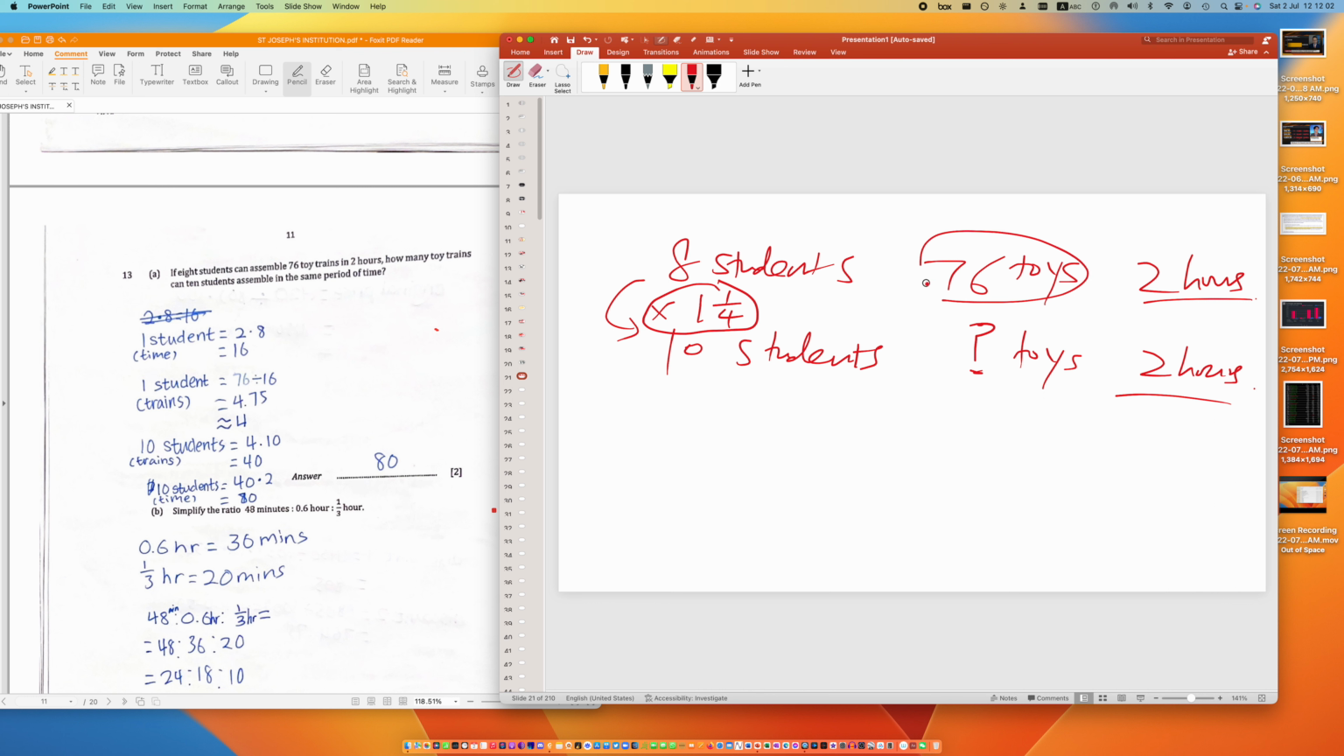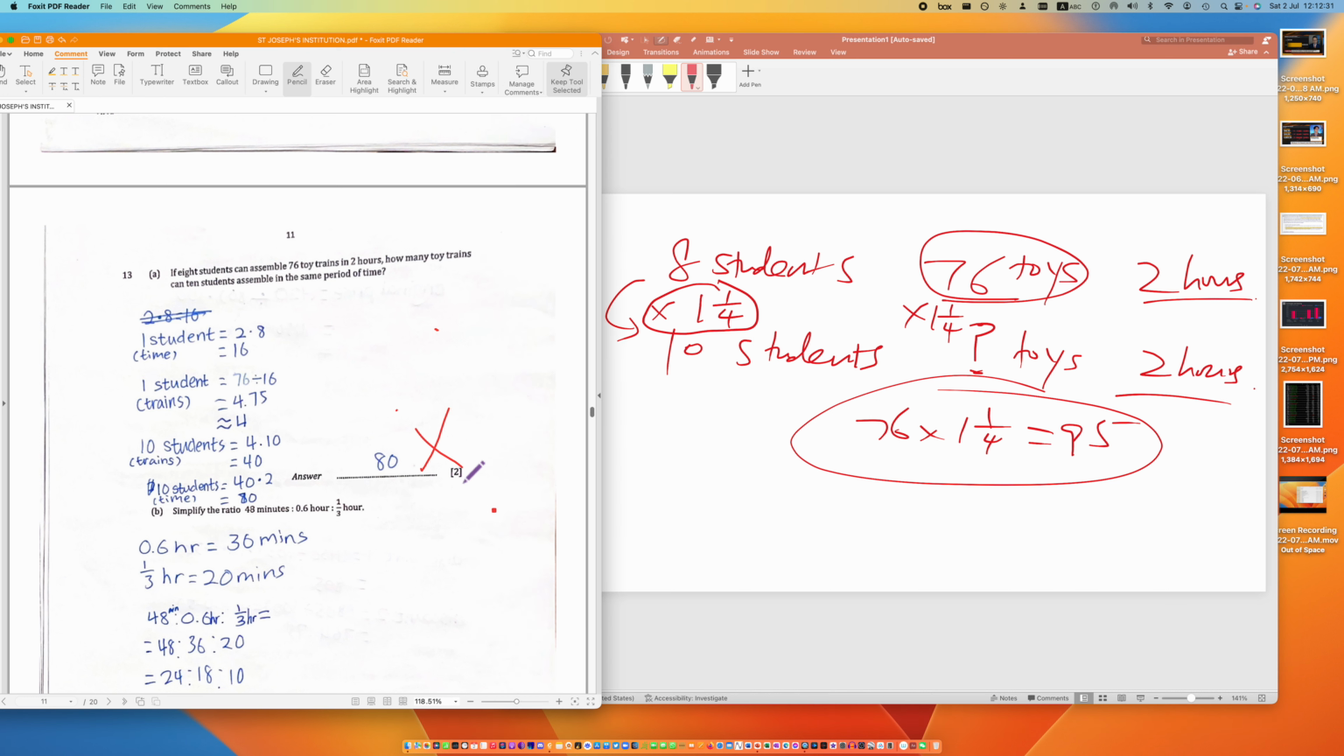So what about the output? Do you think it will increase or decrease? Increase. So it should increase by the same factor. So 76 times 1 and 1 quarter. What's the answer? 95. So it's 95. Make sense? So your answer is wrong. For this question, if you get it wrong, excusable. But next time, start using this method.